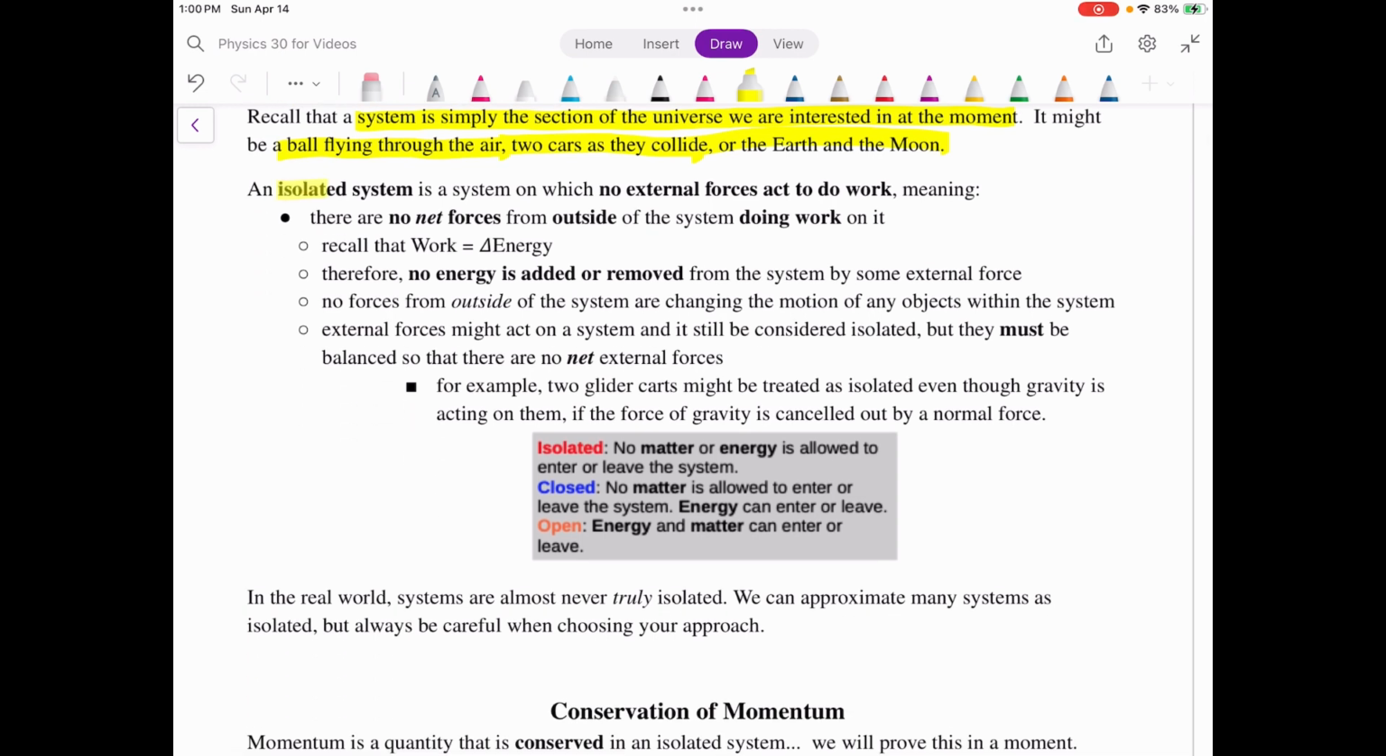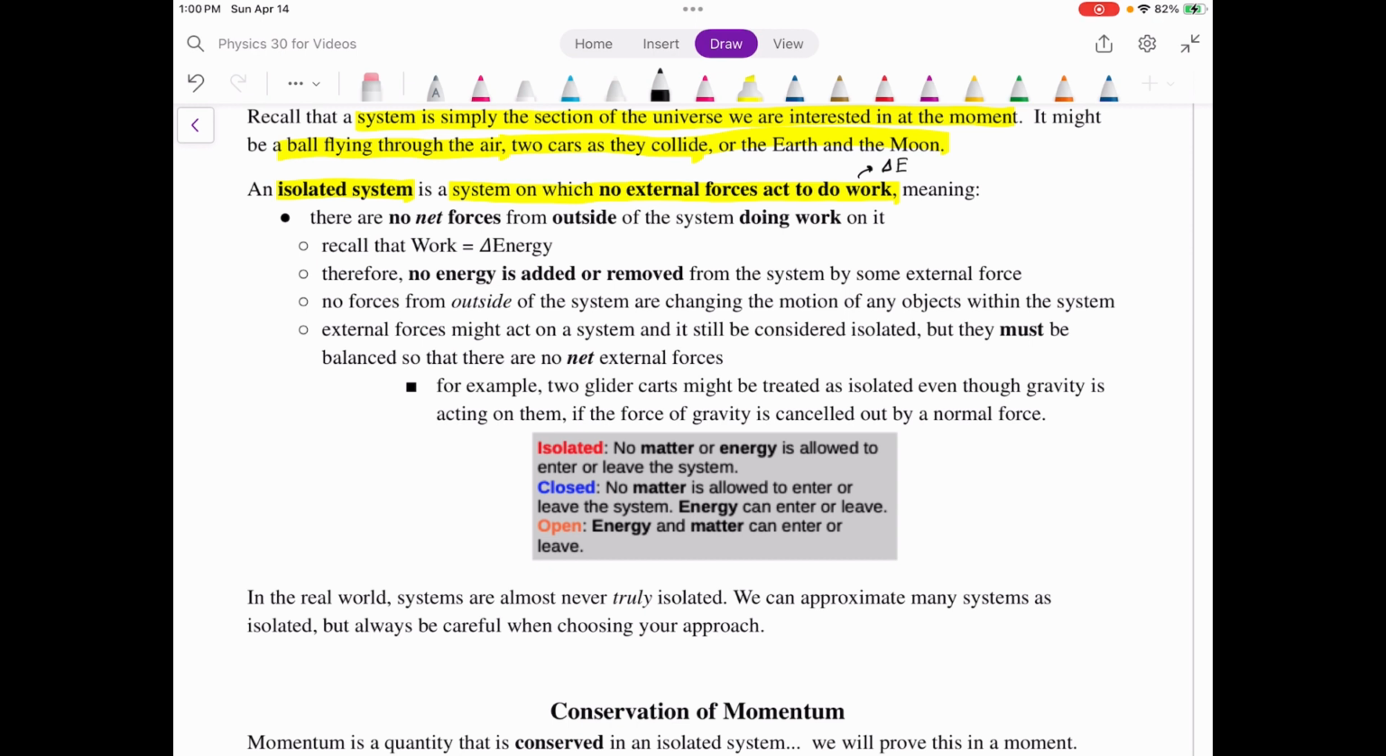So an isolated system is a system on which no external forces act to do work. Remember, work means change in energy, right? So if a force is acting to change an object's energy, then we say that that object is not an isolated system. There's an external force acting on it, changing its energy, right? It is adding energy into the system or possibly removing energy from the system, right?